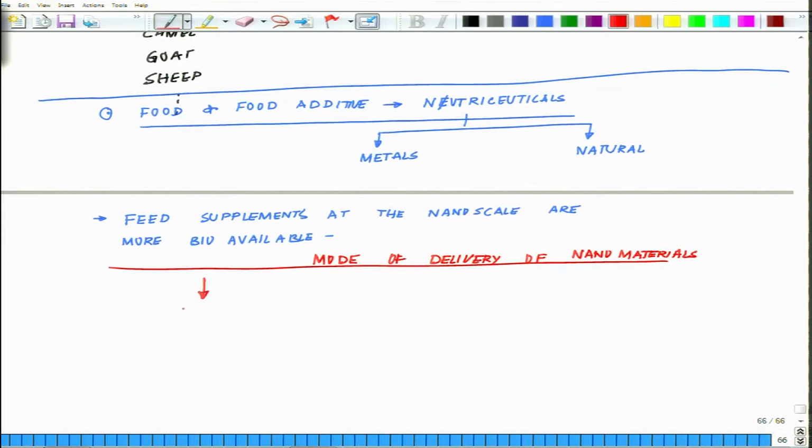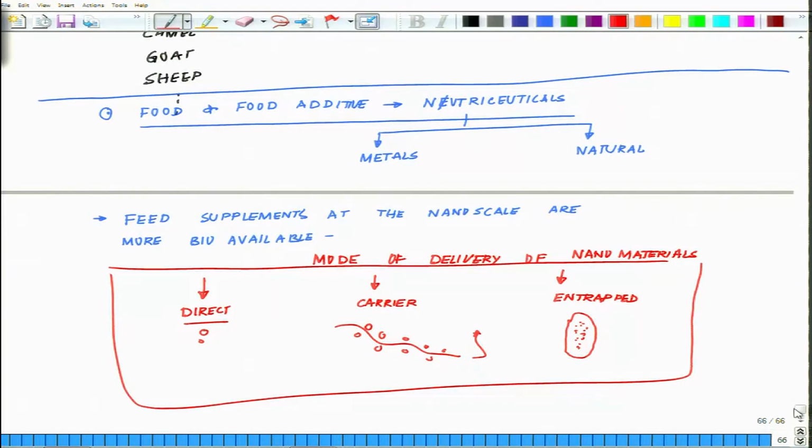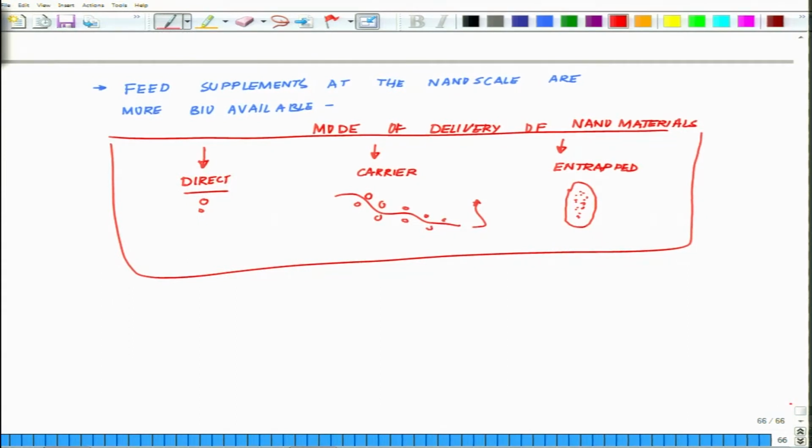So one, it could be direct, or second, it could act as a carrier to deliver something, or it could be entrapped in something, some kind of capsule, okay. So it's something like a capsule you have, and you have the nutraceuticals entrapped in it, or they act as a carrier like this for the delivery of it, or directly they enter, okay. Now nutraceuticals could be delivered in all these three formats depending on how the gut is absorbing the nutraceuticals.